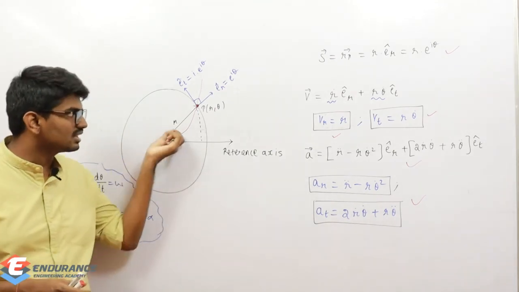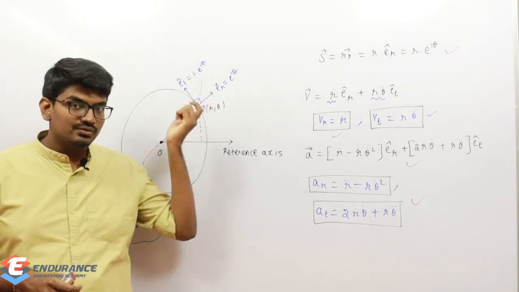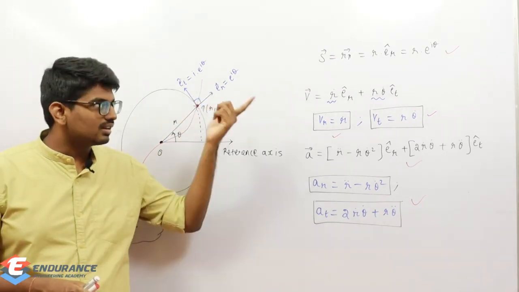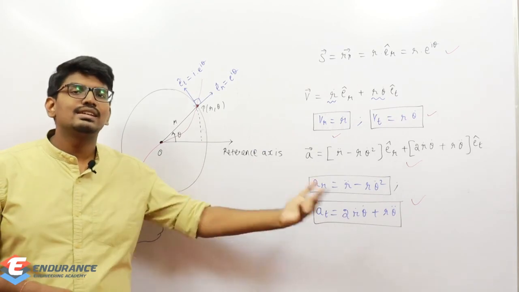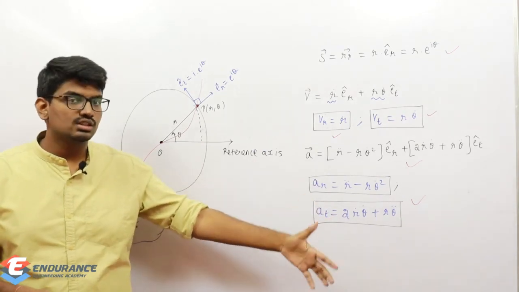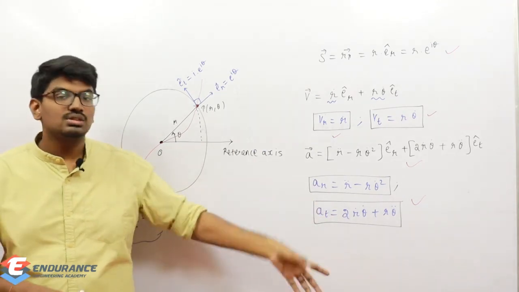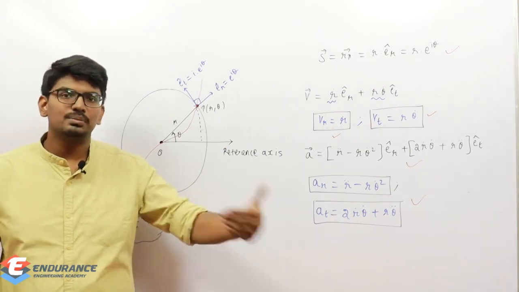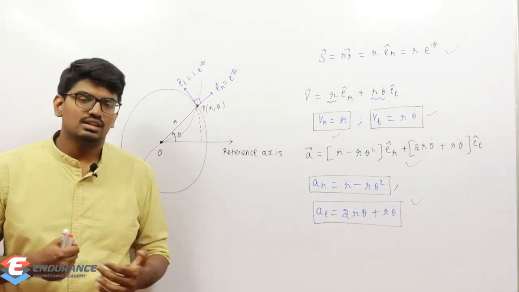I'm just dealing with general motion only. So for general motion, that is how to get S, V and A in terms of polar coordinates, that is what I discussed. Now I will do some problems. Later I will jump into circular motion.